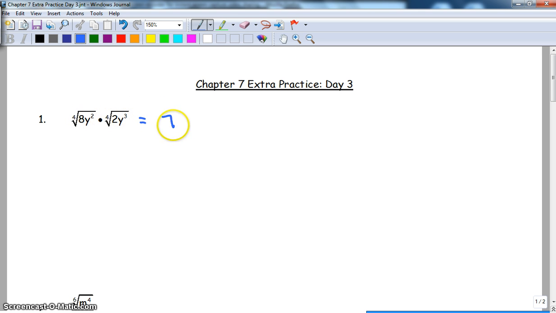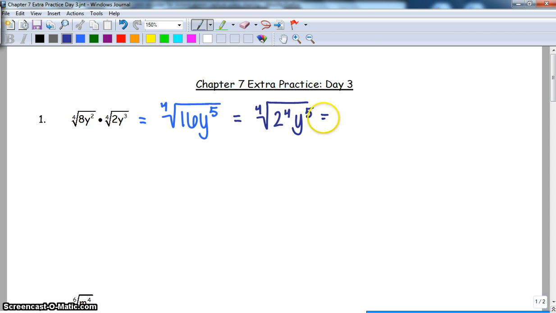so since they're the same type of root, I can just multiply them together. And I have 8 times 2 is 16. Y squared times y to the third is y to the fifth. And now 16 you should know is 4 times 4, which is 2 times 2 times 2 times 2. So this right here is actually 2 to the fourth. And then you have y to the fifth. And at this point you should be okay with the fact that you're going to have a 2 come out.